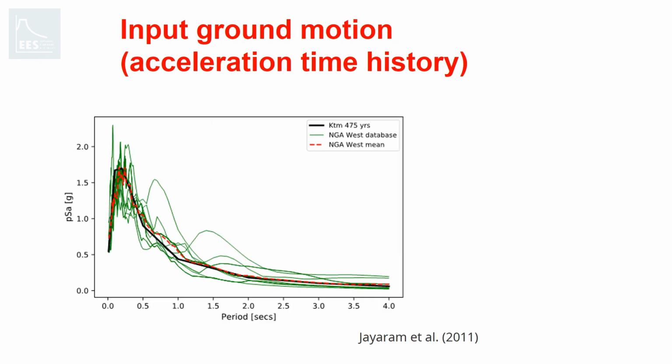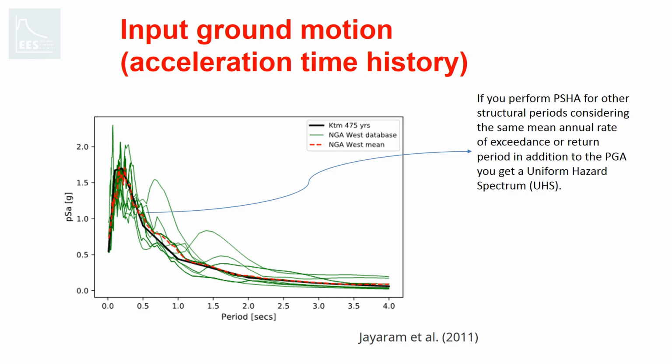And in order to consider the natural variability in ground motion, a number of ground motions, 20 in numbers, were considered from the NGA West ground motion database. You can see the mean of the selected ground motion is very close to the uniform hazard spectrum for the 475 years return period. If you are wondering what UHS is, then it is the PSHA done for other periods in addition to the zero period, which is the PGA.